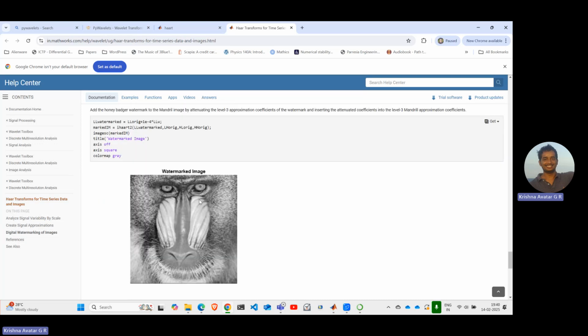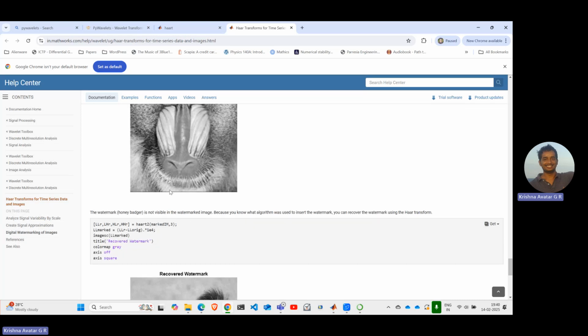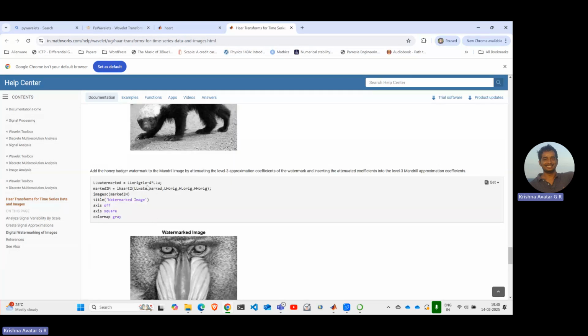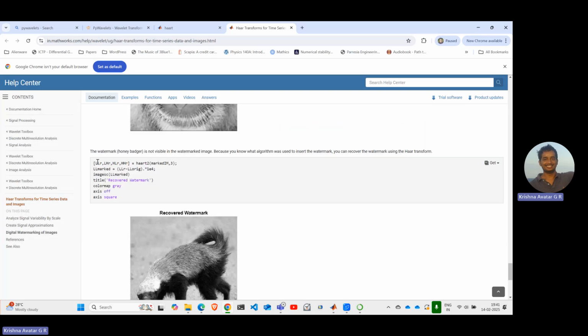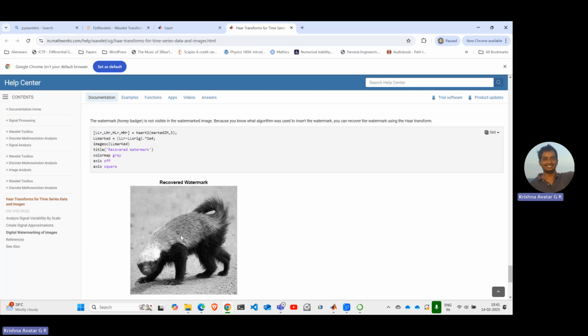And then we see this is how the image looks. So it's mainly for protection. Of course, the watermark won't be visible because we have drastically reduced the attenuation. However, you can recover the watermark using the Haar transform. All you have to do is the Haar wavelet transform of this to level number 3 and get it back, right? So it's like you are reversing the process. And you see, I have the image of this honey badger here, right?